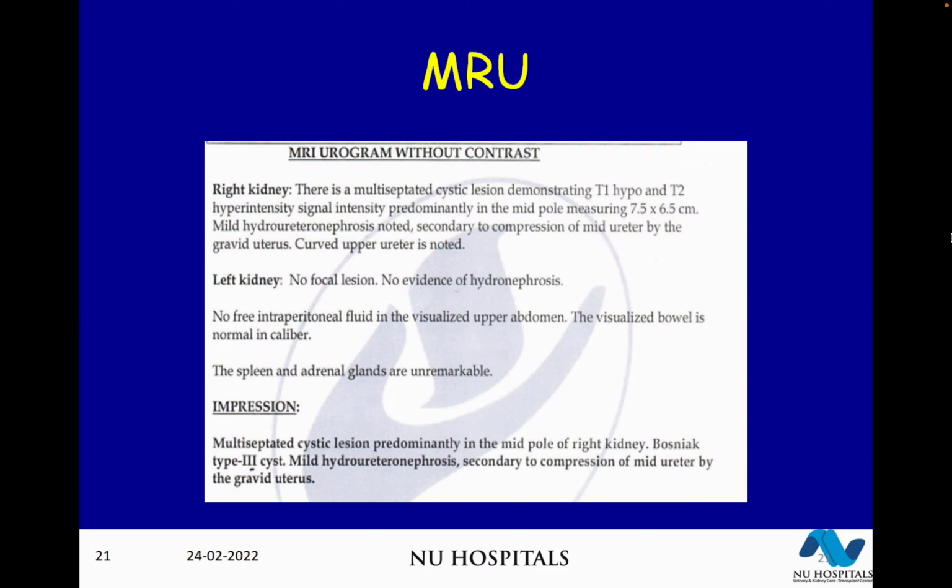So, sir, this is a Bosniak type 3 cyst, and sir, a 28-year-old female with fever and flank pain. I will admit the patient and start intravenous parenteral antibiotics, sir. A third generation cephalosporin injection, ceftriaxone, and see the response, whether the patient is responding to the antibiotic or not, whether fever and pain subside.